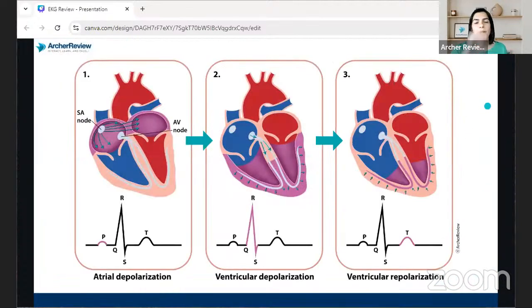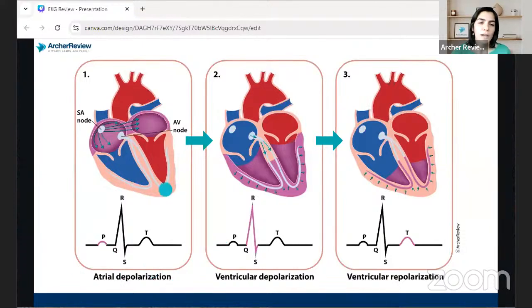So let's look at it from another way. What does that look like on your EKG? As we talked about, the SA node fires that electrical impulse, and that travels over the right and the left atria. And so you're going to see that atrial contraction on your P wave.